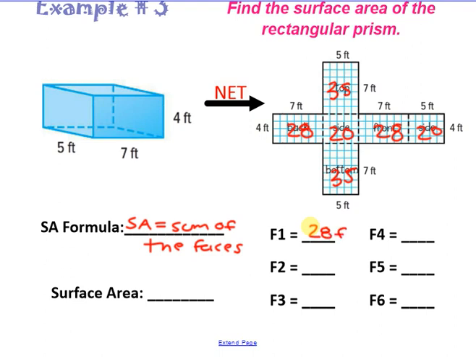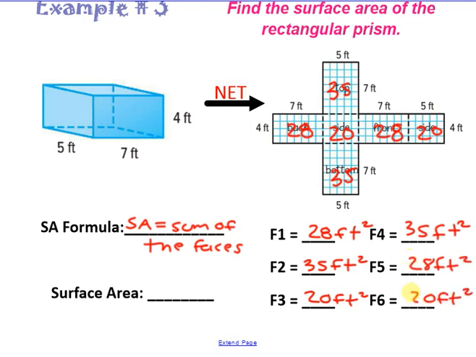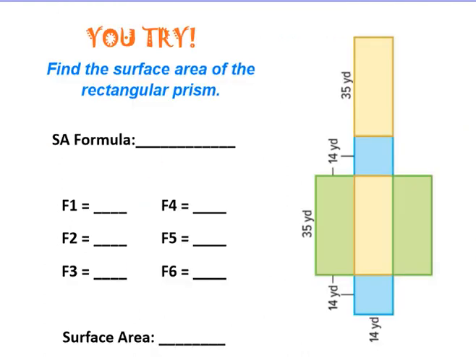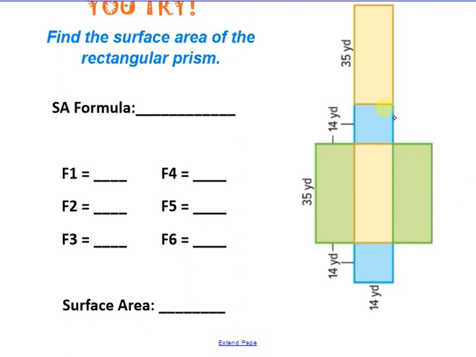So 28 feet squared, 35 feet squared, 20 feet squared, 35 feet squared, 28 feet squared, and 20 feet squared. And that's going to give us a total surface area of 166 feet squared. Alright, you go ahead and try this one. So I have it turned sideways, but you can still go ahead and write on it.